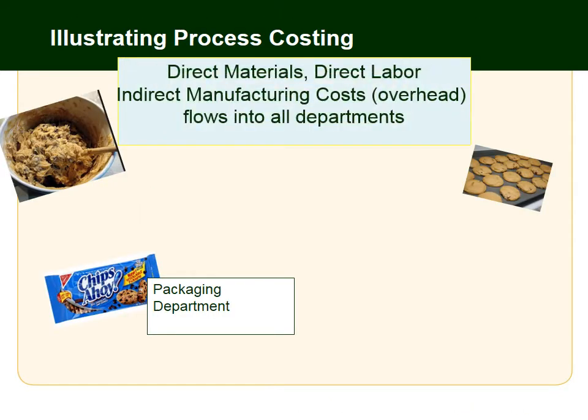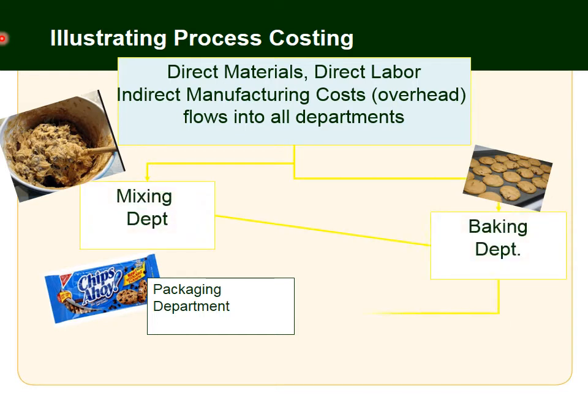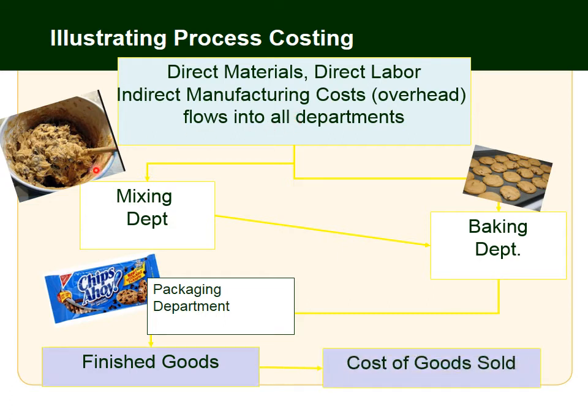Let's look at an illustration here. Materials, labor, overhead flows into all of our departments. So we're making Chips Ahoy, and we start with the mixing department, and then the product goes to the baking department, and then once the cookies are baked, it goes to the packaging department. When it's finished, it goes to finished goods, and then it goes to cost of goods sold. So the question is that there's a continuous cycle. How much does it cost for materials, labor, and overhead? Because each one of these will have different costs of materials, labor, and overhead.